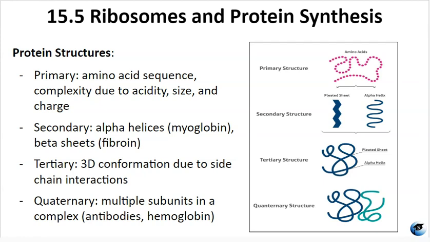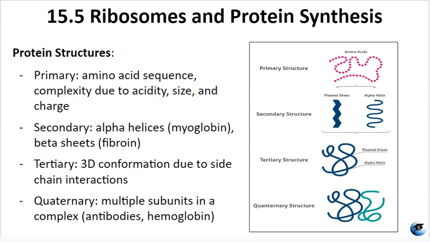The primary structure consists of the amino acid sequence, and even at this level, there's a substantial biochemical complexity, including the acidity, size, hydrophobicity, and charge that is conferred by different amino acids. Regarding acidity, there's 3 types of amino acids. You have neutral, like alanine, acidic, like aspartic acid, and basic, like arginine.